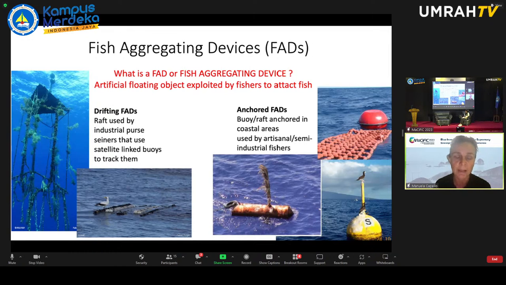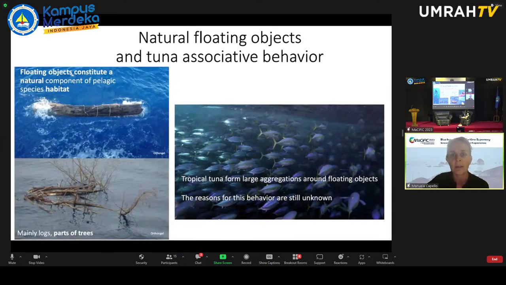Drifting FADs are rafts that are used by industrial purse seiners, and in order to track them, they attach satellite-linked buoys. And we have, on the other hand, anchor FADs, which are buoys or rafts that are anchored on coastal areas, and they are mainly used by artisanal or semi-industrial fishers. And so why these floating objects?